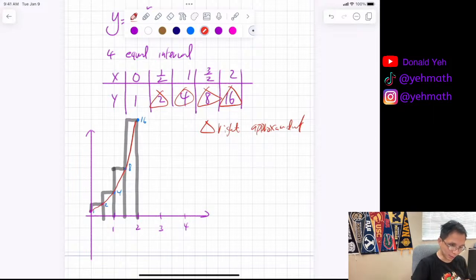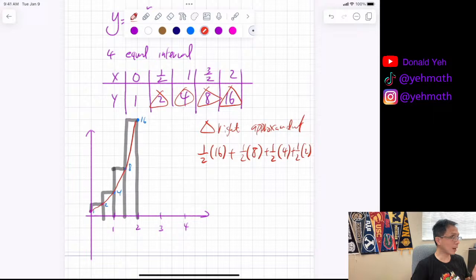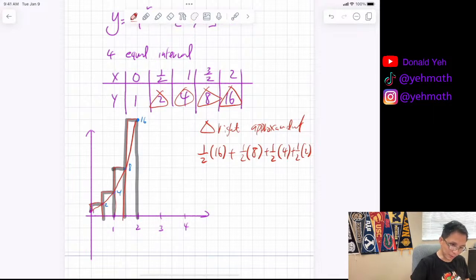I'm gonna start from the right. It's gonna be half because that's the width, times the height is 16. Does that make sense? Plus half times 8, plus half times 4, plus 1/2 times 2. Now I did not use 1. Why? Because we're not using the left end approximation, we use the right end. The right end starts here, here, here, and here. It's over approximation.